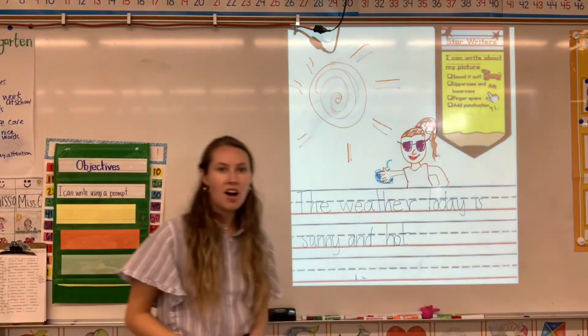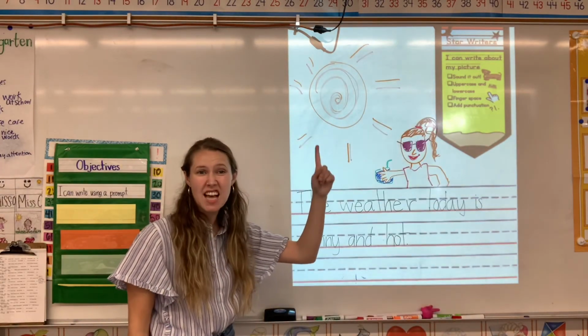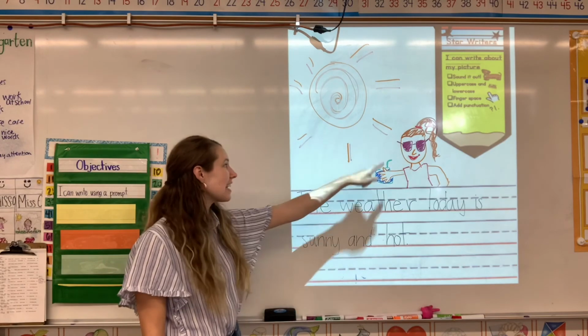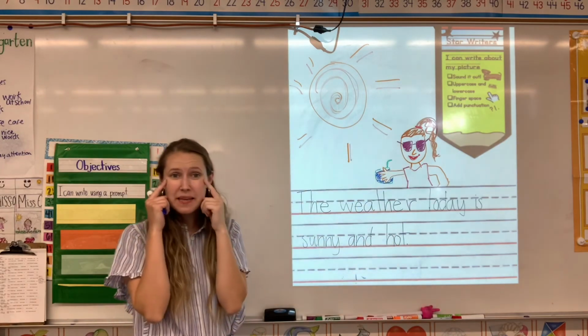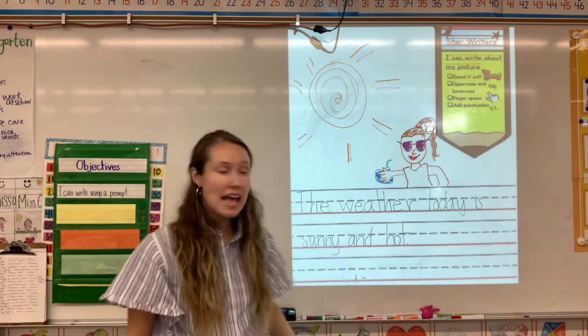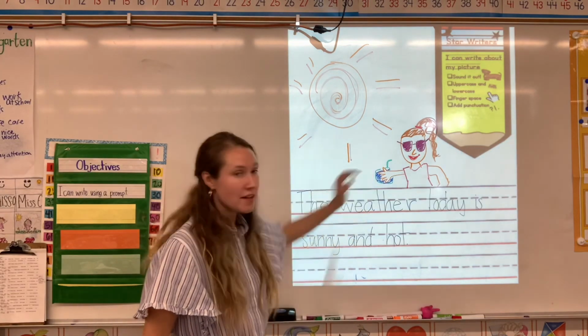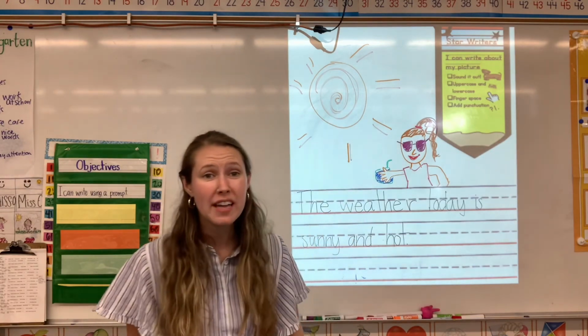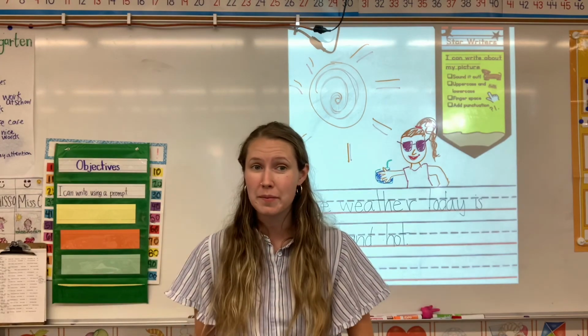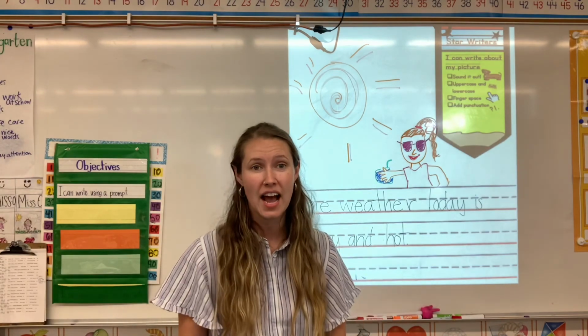All right, so I drew a big sun for how sunny it is. I gave myself some sunglasses because it's super sunny outside. And I gave myself a big glass of water because when it's really hot, I need to drink lots of water to make sure I'm keeping my body cool and hydrated.